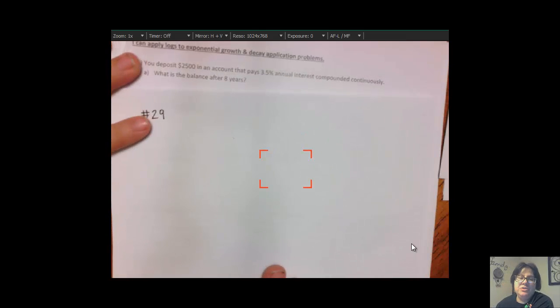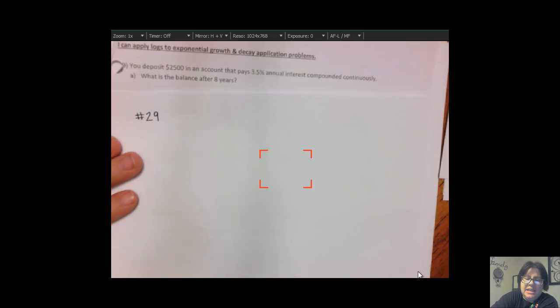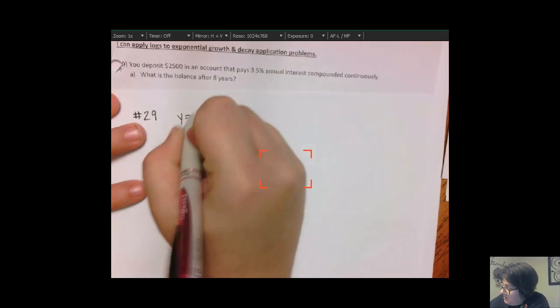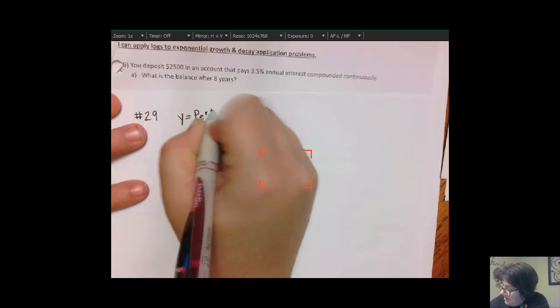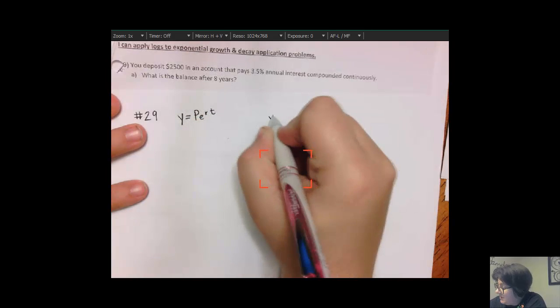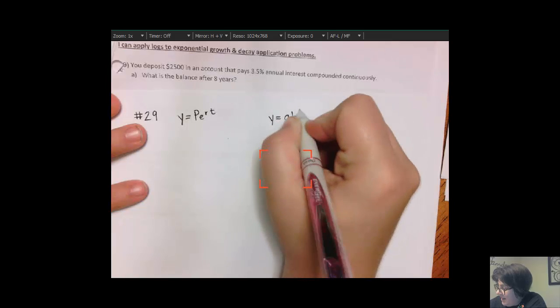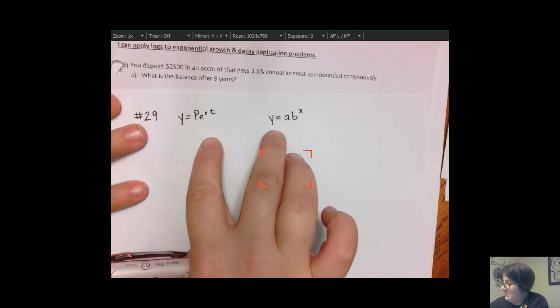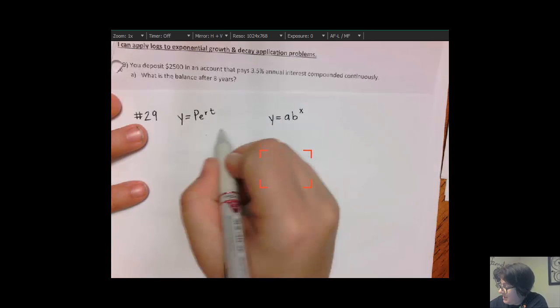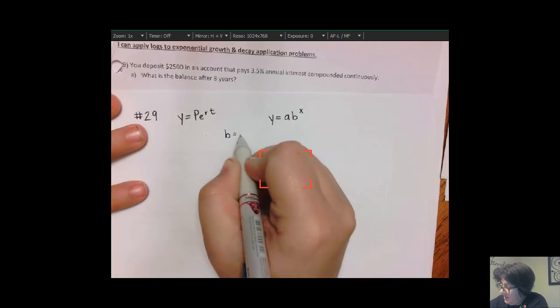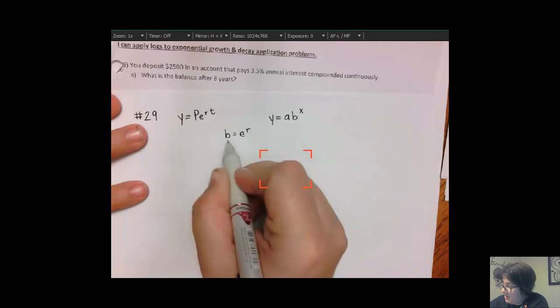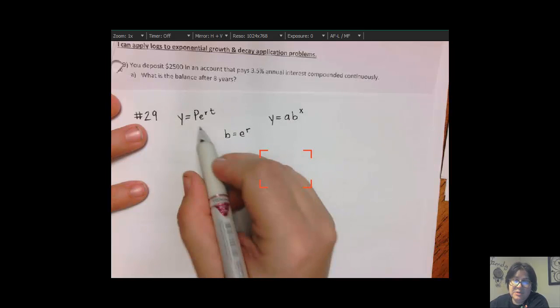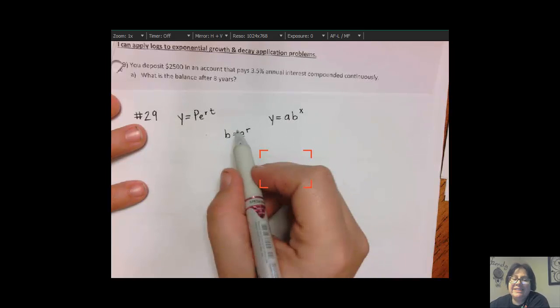So we have really two formulas when we're dealing with percents. You've got PERT, y equals P e to the rt, and you've got y equals a b to the x. Remember, these two are really very, very similar. The connection between the two is really b. In PERT, your b is just e to the r. We use P or a, it really doesn't matter.